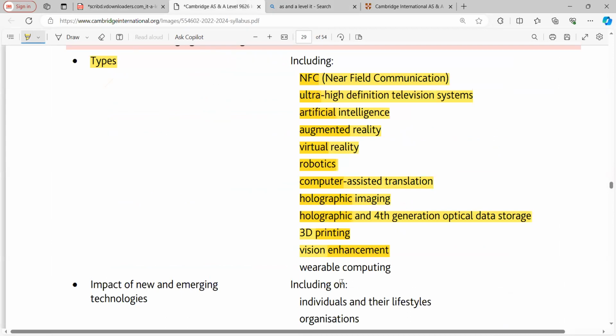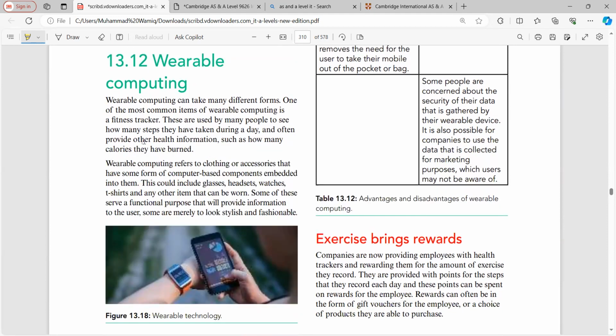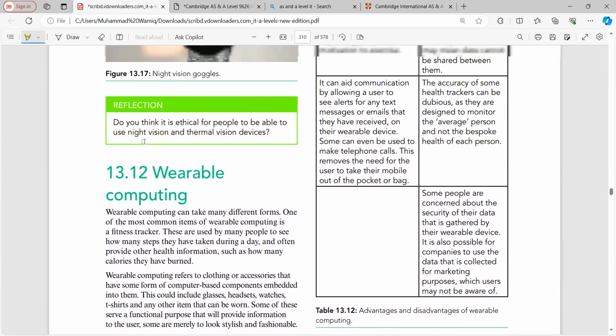Wearable computing, the last title. Wearable computing can take many different forms. One of the most common items of wearable computing is a fitness tracker. You can see it as a smart wristwatch, or you can connect it with your mobile phone. You might have seen different types of people wearing these gadgets so that they can monitor their heartbeat and different levels, like the oxygen level in their body. Wearable computing basically refers to clothing or accessories that have computer-based components embedded into them so that they can monitor the conditions of your body.